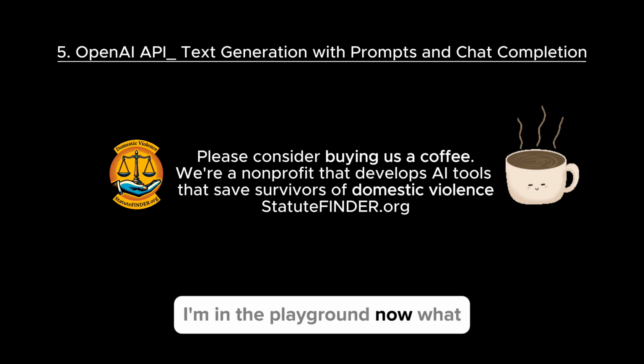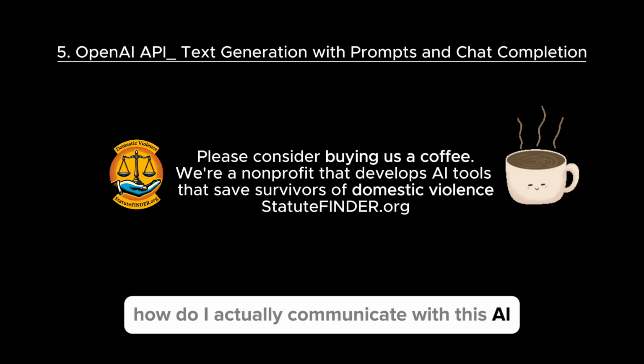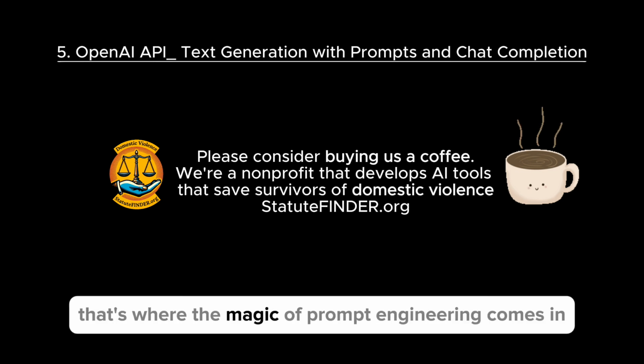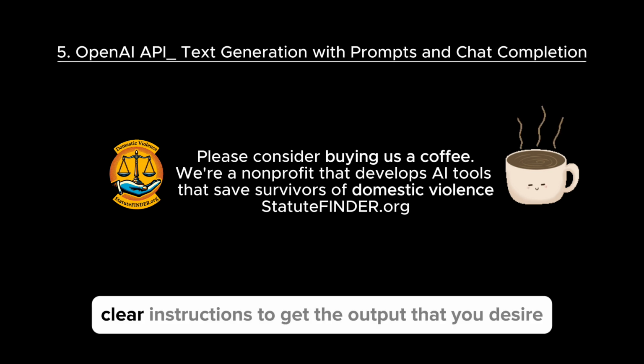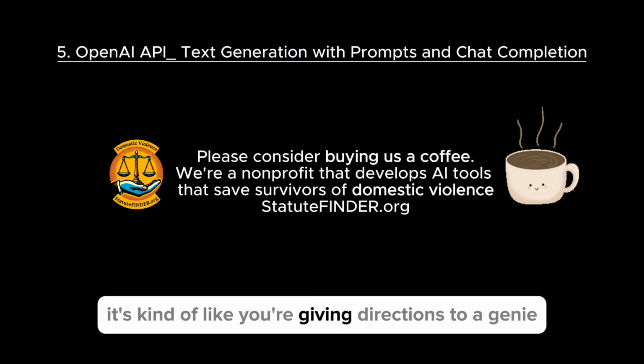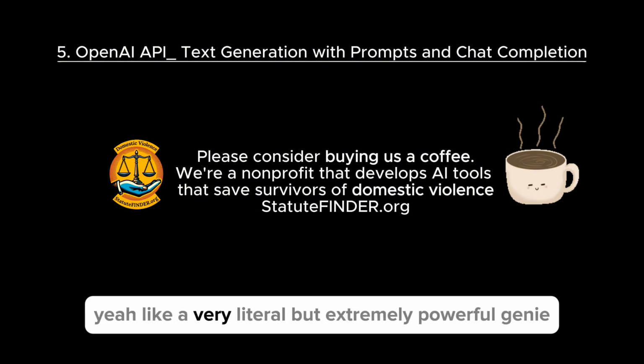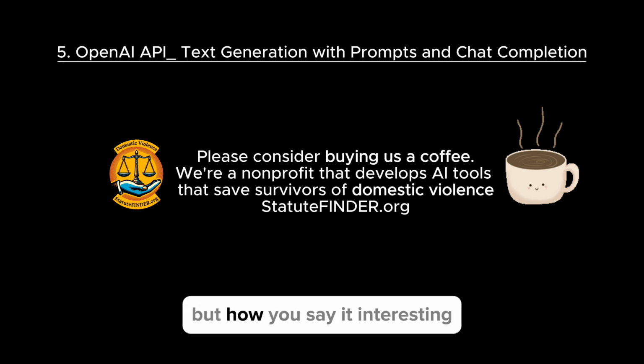Okay, so I've picked my model. I'm in the playground. Now what? How do I actually communicate with this AI and get it to do what I want? That's where the magic of prompt engineering comes in. It's all about crafting effective prompts, essentially giving the AI clear instructions to get the output that you desire. So it's kind of like you're giving directions to a genie. Yeah, like a very literal but extremely powerful genie. It's not just what you say, but how you say it.